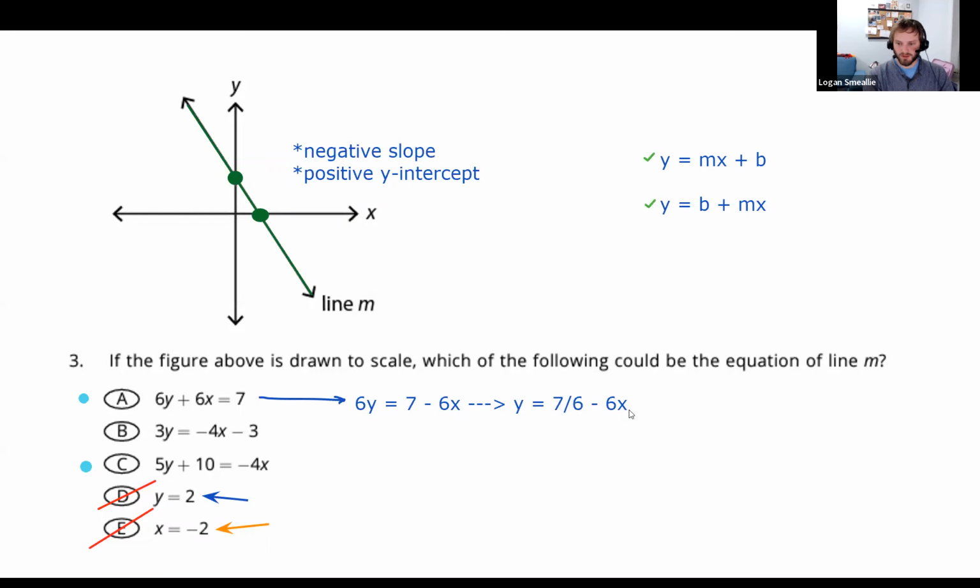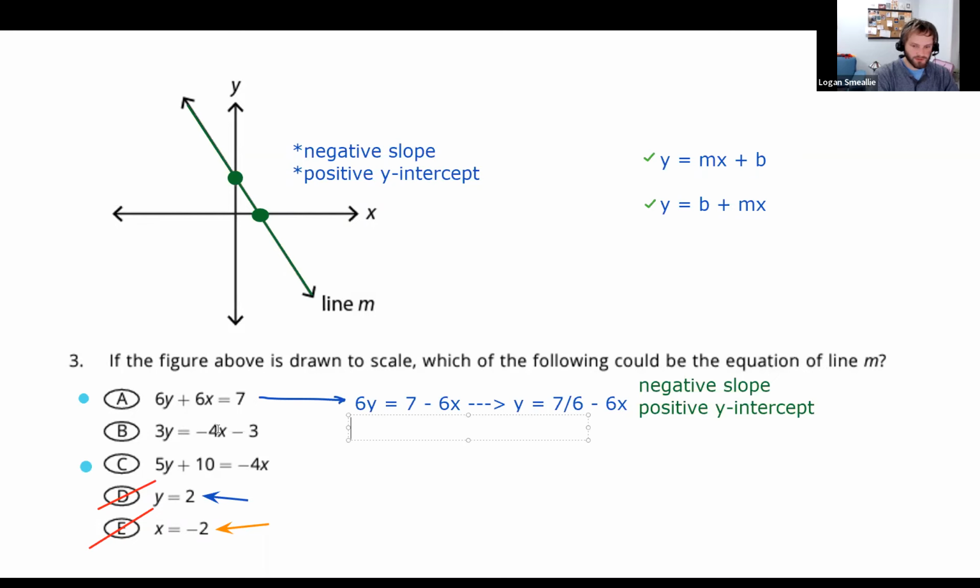So here, what we have is b plus mx, though it's a negative. So this means we have a negative slope. And 7/6, that's a positive y-intercept. So right off the bat, I'm drawn to A since it meets those two qualifications that I needed. I'm just going to check these other two to make sure I didn't mess something up.